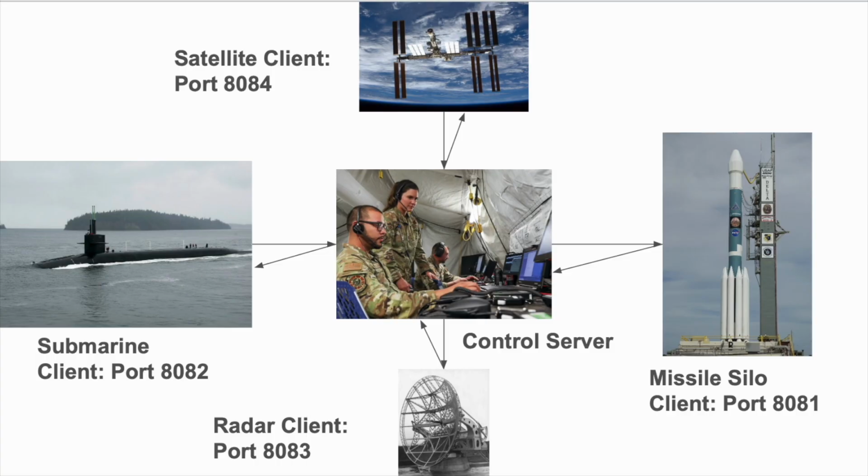The Nuclear Control Simulation is a client-server application written in C designed to emulate a defense network. It features a central server, nuclear control, and 4 clients, missile silo, submarine, radar, and satellite, all connected by TCP sockets on ports 8081 through 8084. The simulation runs for 60 seconds, processing threats, issuing commands, and logging events in text files.